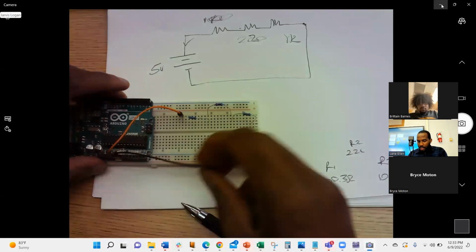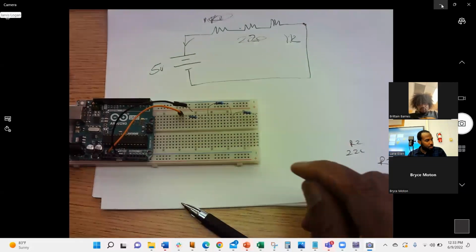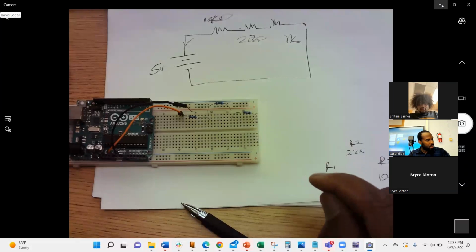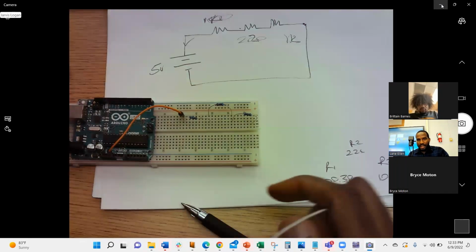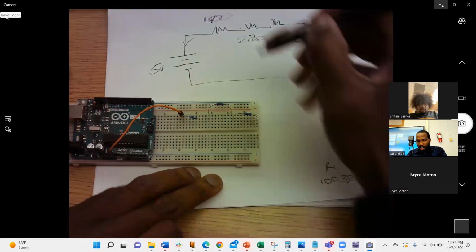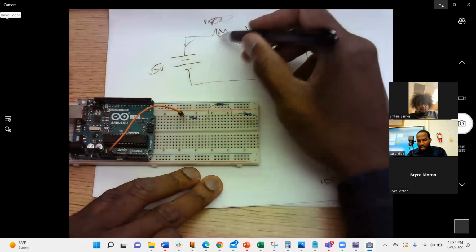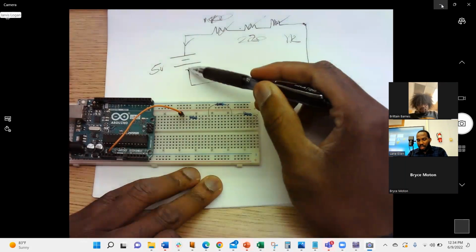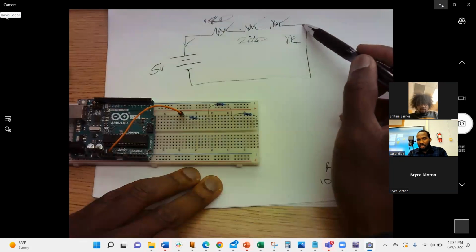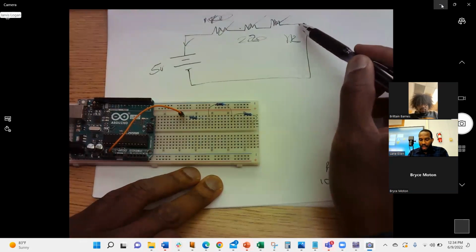Okay, so the last step now is for me to use a jumper to connect the negative of the battery. So I have done this here. We have connected this. We have connected this. We have connected this. The last step is to connect the negative of the battery to the other leg of the 1K ohm resistor.